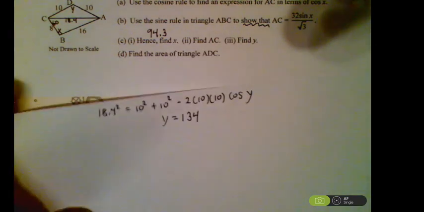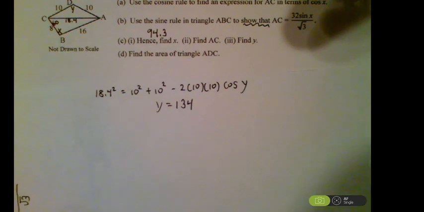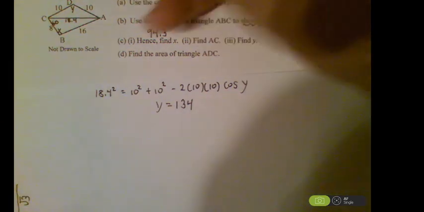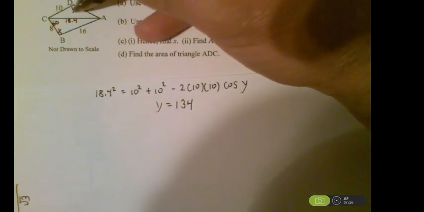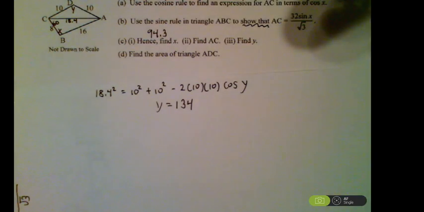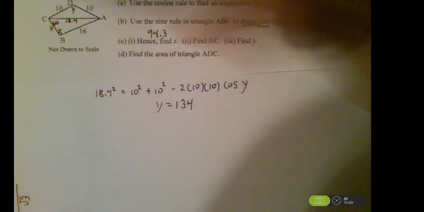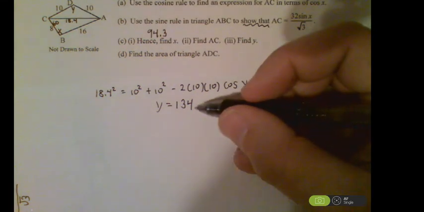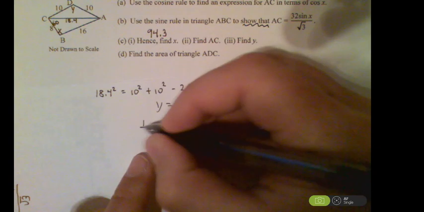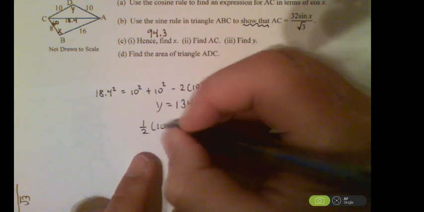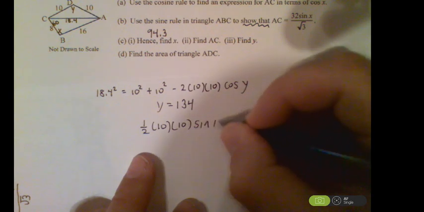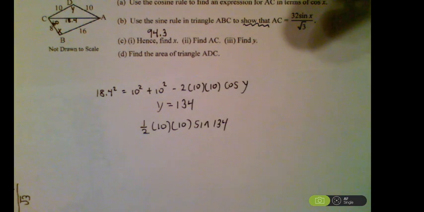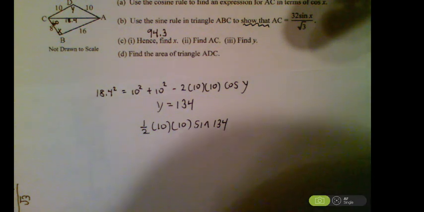Last part, you can now find the area of triangle ADC, which is the top one. And that's where we do the 1/2 ab cosine C, or sorry, sine C. So 1/2 ab sine C. Since we know it's 134, you can now do your 1/2 ab sine C, and we just punch that into our calculator to get the area of that triangle. And that was it for worksheet B.